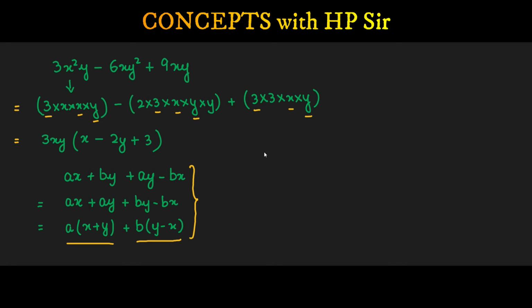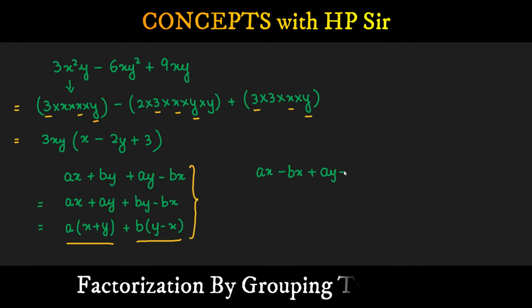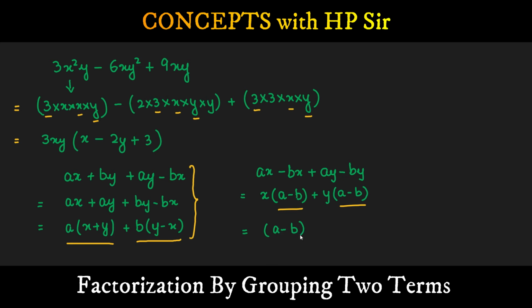Now let's say the question was ax minus bx plus ay minus by. In the first two terms I can take x common, so I will be left with a minus b. In the third and fourth terms I can take y common, again a minus b. Now you can see that within the brackets the terms are similar, that is a minus b and a minus b. Hence we can take a minus b common, and in the next bracket we are left with x plus y.